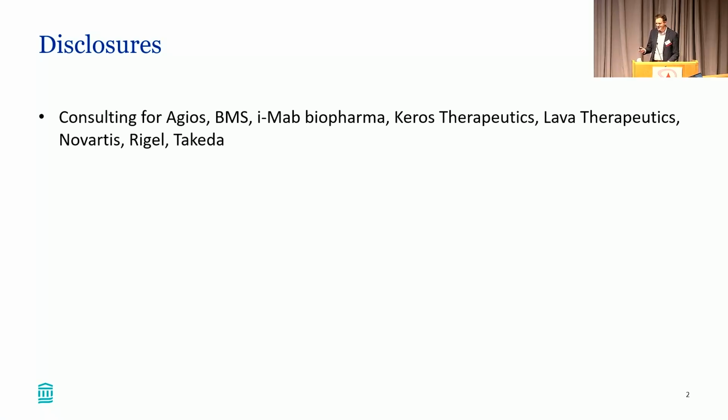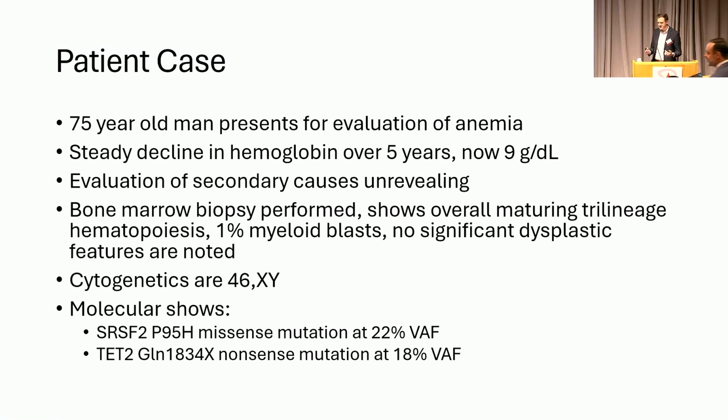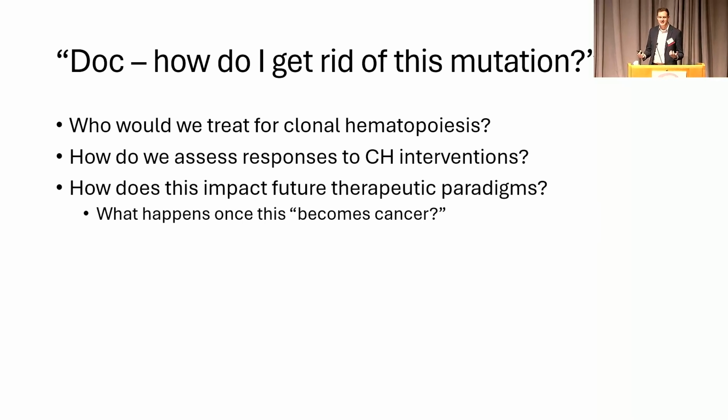My disclosures again. So we heard about the case, right? We have a 75-year-old. He's got symptomatic anemia. You can't find another cause except for this clonal population in his bone marrow. And he comes to you and he says, Doc, how do I get rid of this mutation? You talk about this every time we visit. I've got this anemia, Doc. What do I do? And so, I think it raises a number of questions, and it's good as a field that we're thinking about clonal hematopoiesis and CHIP and CCUS, and it's good that we're trying to do something about disease earlier, but we have to think about what the implications are for that.